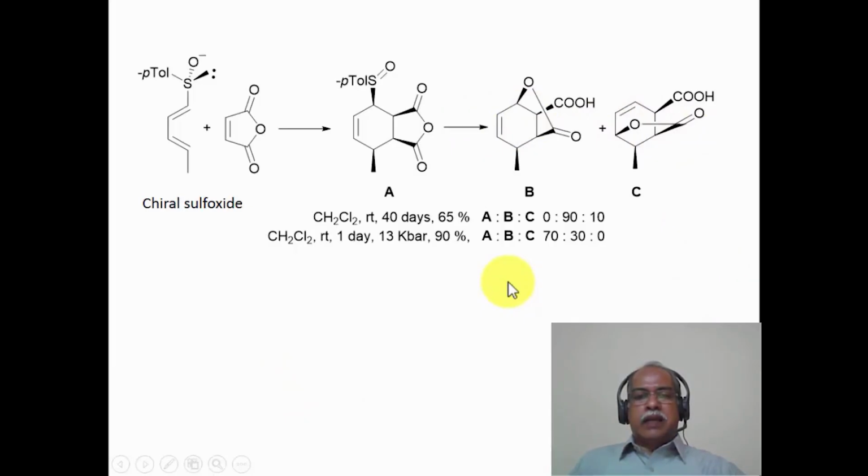The reaction is not catalyzed by any Lewis acid. The reaction takes place either at room temperature for 40 days, yielding 65%, or it is carried out under a high pressure of 13 kilobars, yielding the product in about 90% yield or so. Diels Alder reaction can also be promoted by high pressure because the orientation of the diene and the dienophile would be favored under high pressure, because you have a tight compact transition state that is formed during the course of this reaction.